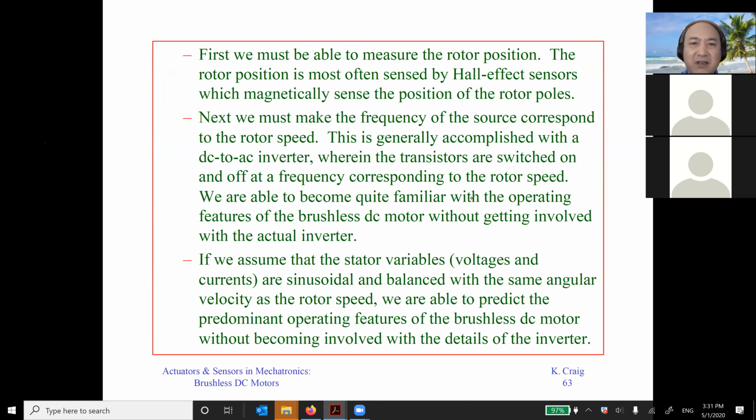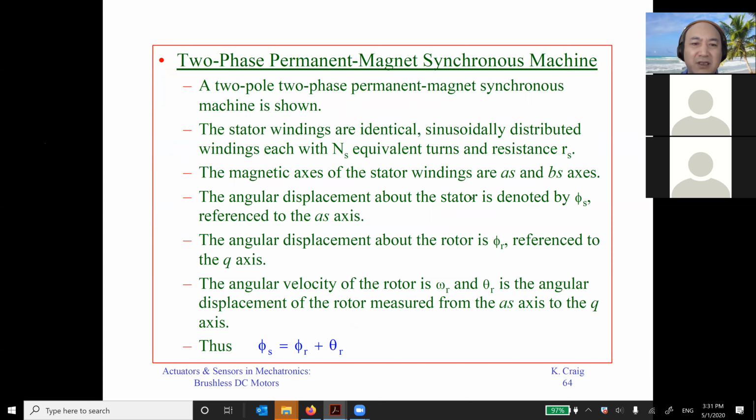So we have said a lot of things here already, and let's try to understand what's going on. Basically, you say your angular velocity is rotation of omega r, and theta is the angular displacement of the rotor measured from the AS axis to the Q axis. So you need to understand the Q axis. Let's go from the beginning.